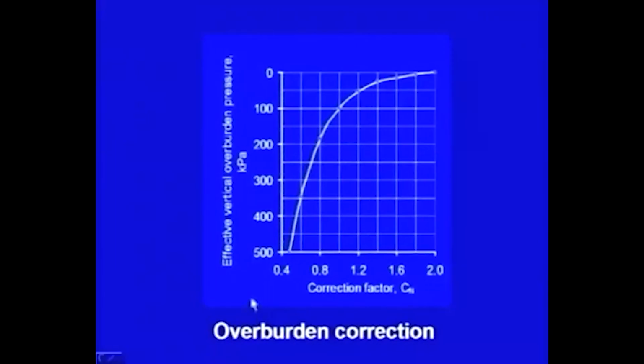Here is that chart. You can get this chart in any of the standard books. On the x axis, the correction factor is there. It is varying here from 0.4 to 2.0. On the y axis, it is the effective vertical overburden pressure in kPa, and you can note down that at 100 kPa the correction is exactly 1.0. So, no correction is applied for effective overburden pressure equal to 100 kPa.